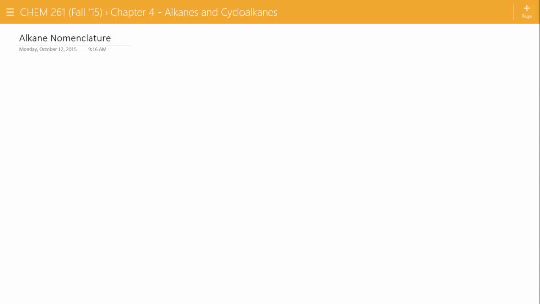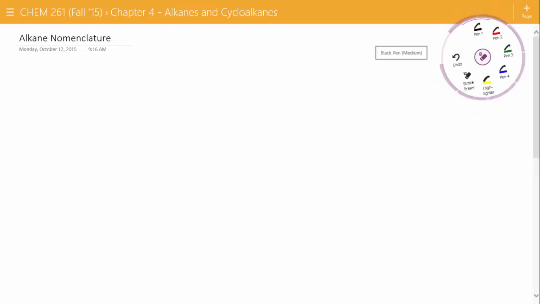I have a big model kit that I'll use to show you guys a lot of this stuff, but try to get a model kit for yourself or within your study group so that you can see some of the conformational analysis. All right, first part of chapter 4 looks at alkane nomenclature. So nomenclature is a fancy word for naming, and we've already seen a handful of naming conventions, so let's go over our hydrocarbon nomenclature.